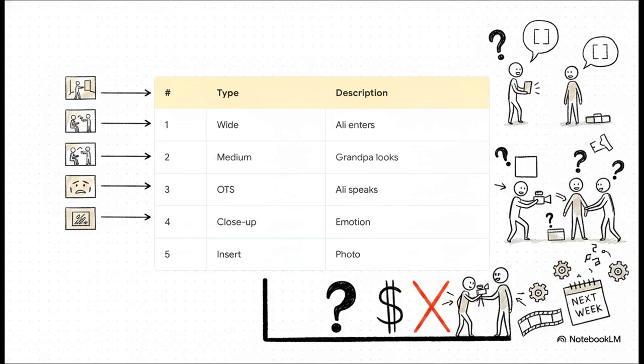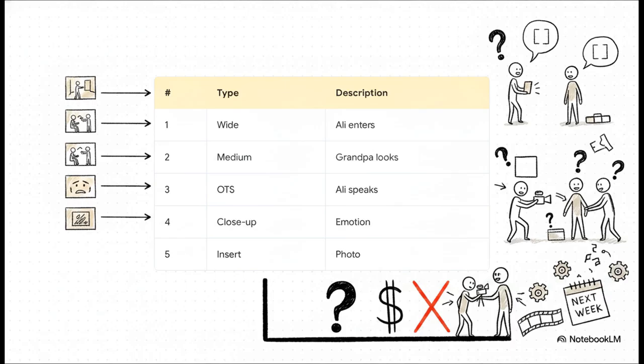geography. Shot 2 is a medium shot of the grandfather looking up. Shot 3 is an over-the-shoulder as Ollie begins speaking, connecting the two characters. Then Shot 4 punches right into a close-up for the grandfather's emotional reaction. And Shot 5 is an insert shot of an old family photograph sitting on the table.